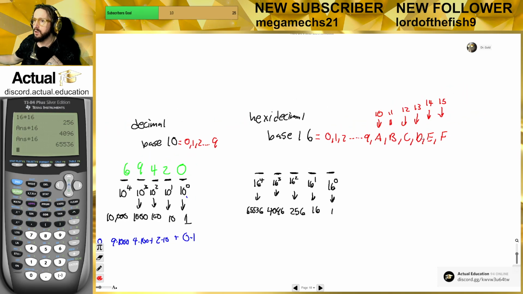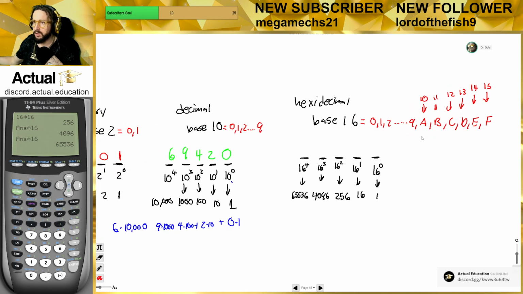Okay. So let's try to get this 69,420 into hex. The first thing I do is see which one of these numbers here is lower than my actual number. What's the biggest one? It's the 65,000. 65,000 is slightly lower than 69,420, so I'm going to put a 1 there.